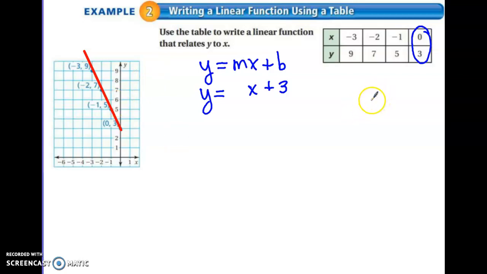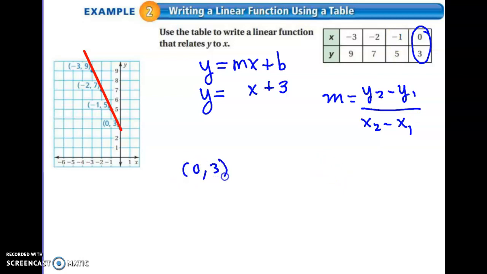If you remembered the slope formula, great. That's what you could use to find the slope. Remember that m equals y sub 2 minus y sub 1 over x sub 2 minus x sub 1. You can choose any two values from the table. So if I were to choose (0, 3) and (-1, 5), I can make one of the pairs the 1 values and the other the 2 values. So I might want to make this x1, y1, and this one x2, y2.